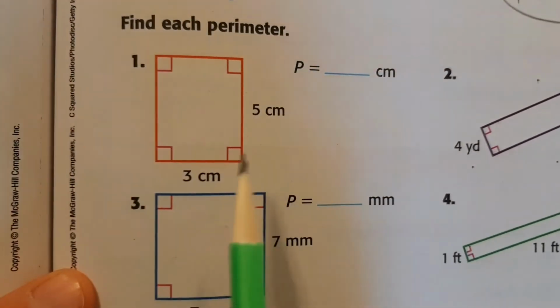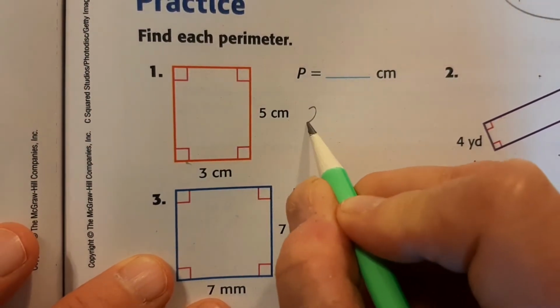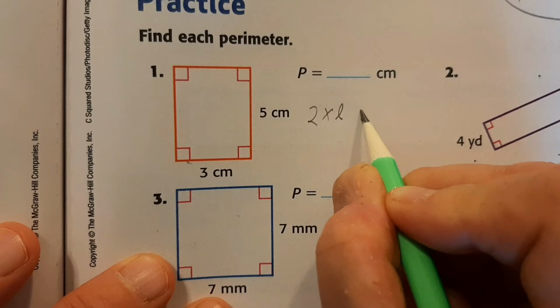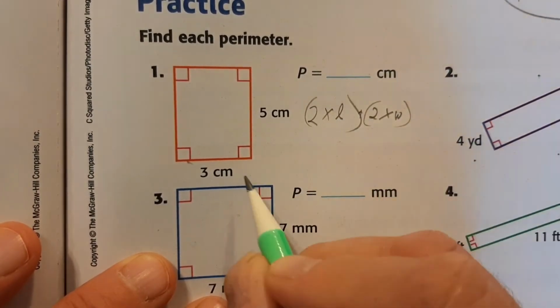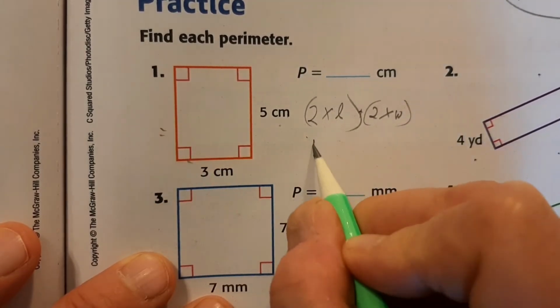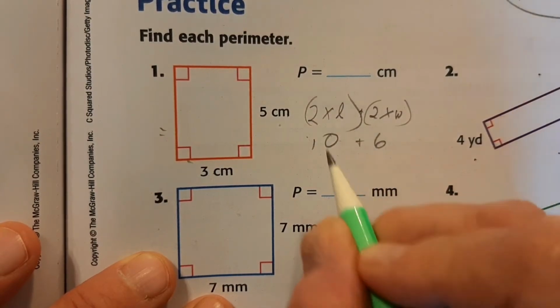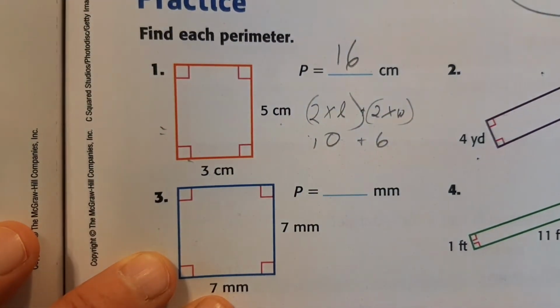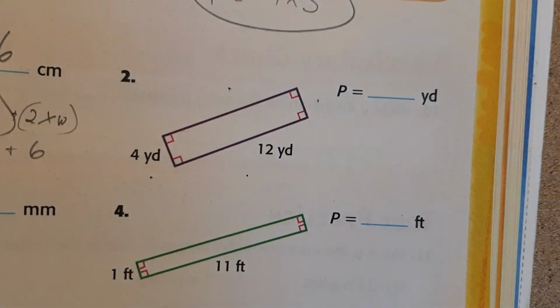Perimeter for number 1. This is a rectangle, so you can use the formula 2 times L plus 2 times W, right? So that would be 2 times 5, which is 10, plus 2 times 3, which is 6. So your answer would have been 16. Is that what you got? Good. Now let's take a look at this one. Same thing.